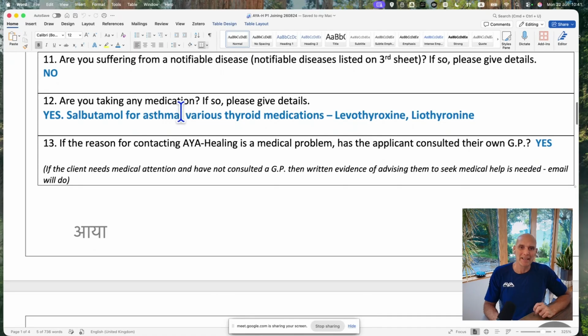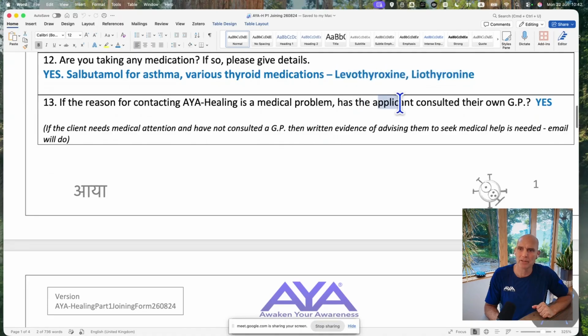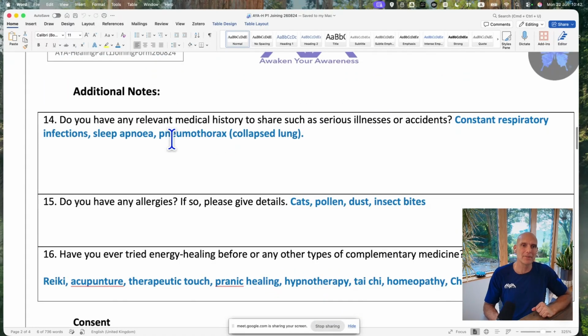Are you taking any medication? Yes. Salbutamol for asthma, various thyroid medications, levothyroxine, liothyronine. And has the applicant consulted their own GP? Yes, they have. Do you have any relevant medical history to share, such as serious illnesses or accidents?